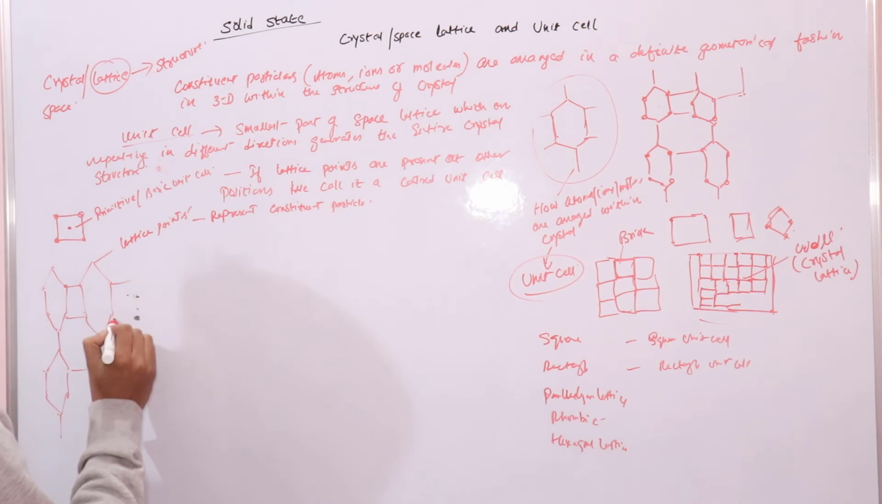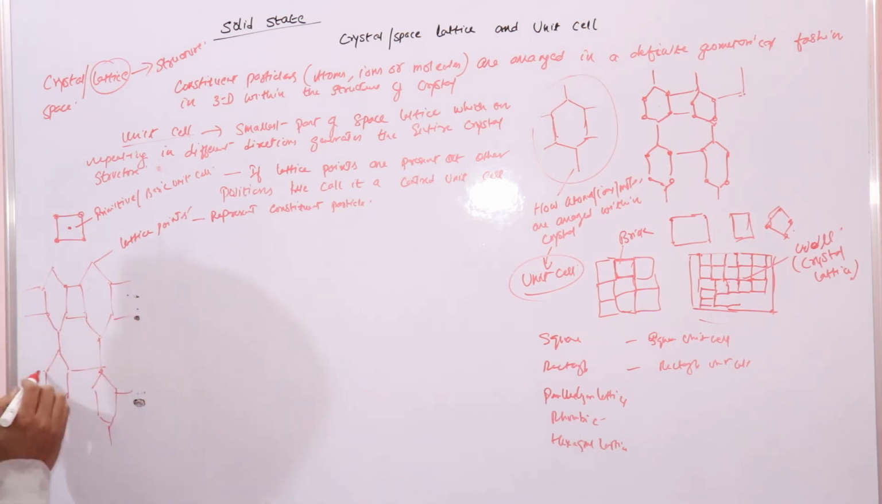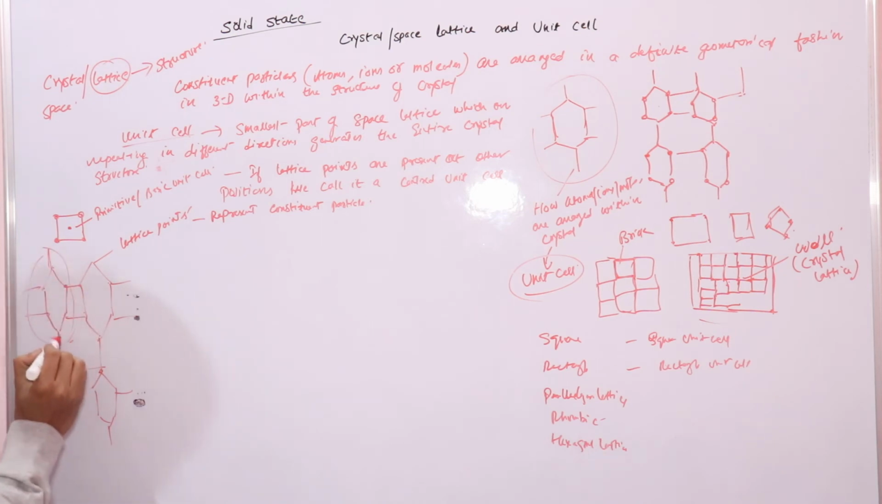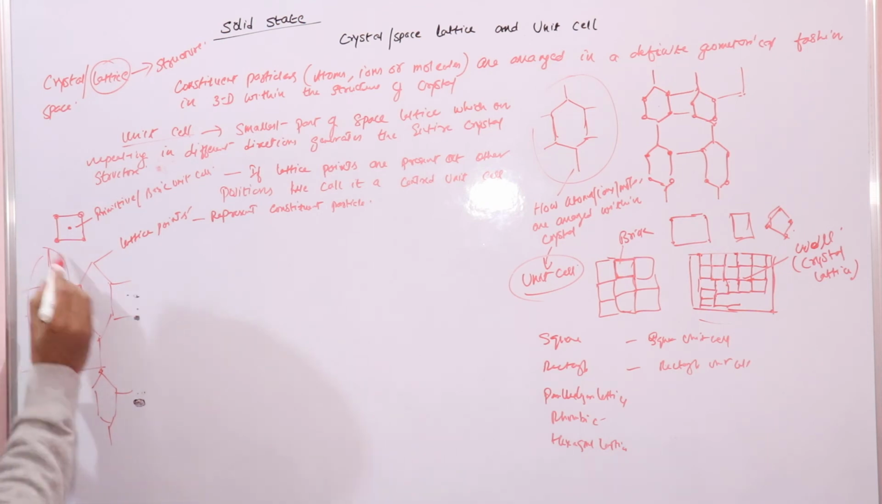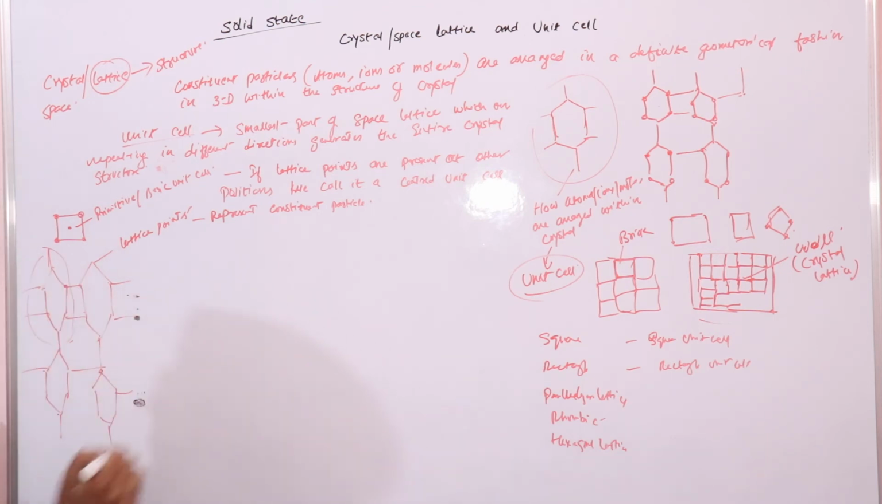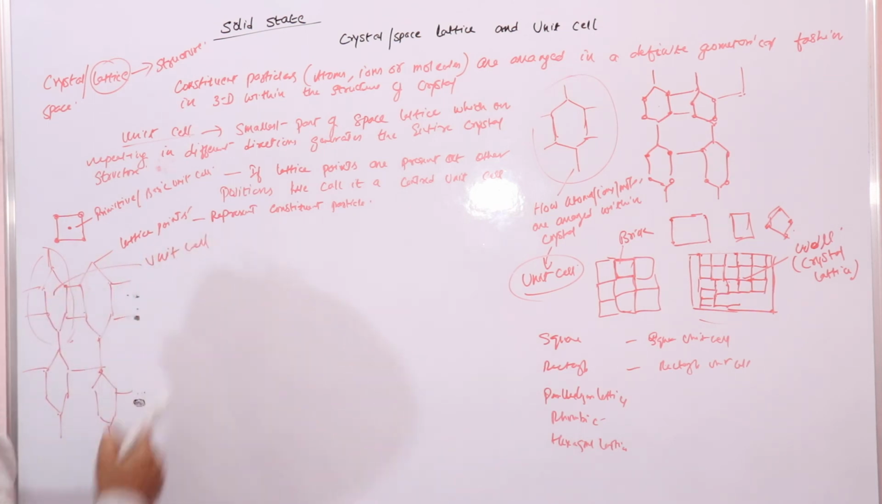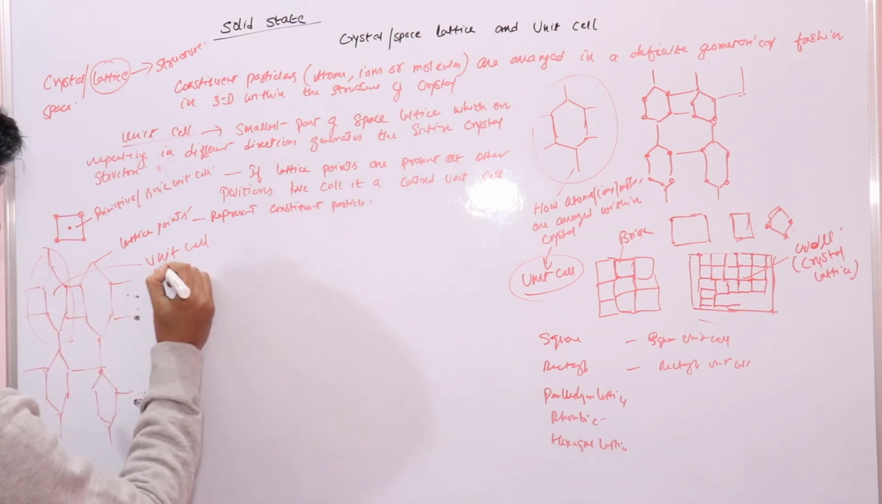This is what it will look like. Then it will keep continuing, right? So you will see that this kind of structure is getting repeated, right? Using this smallest structure you can build this entire crystal lattice. This smallest structure is your unit cell, right? Since using this you can build the entire crystal, this is your building block.